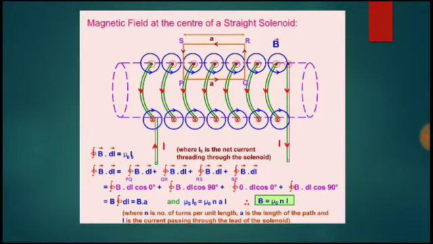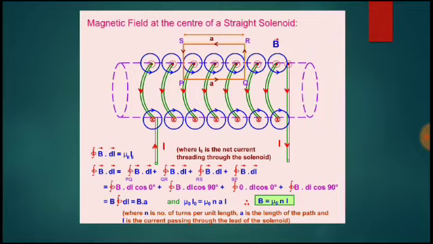See this, the magnetic field at the center of a solenoid. If you consider a small rectangle area in this solenoid, these blue color lines are each turn. This is the entire length of the coil. Current enters on this side, flows, and finally leaves on this side. We are going to find out the magnetic field.